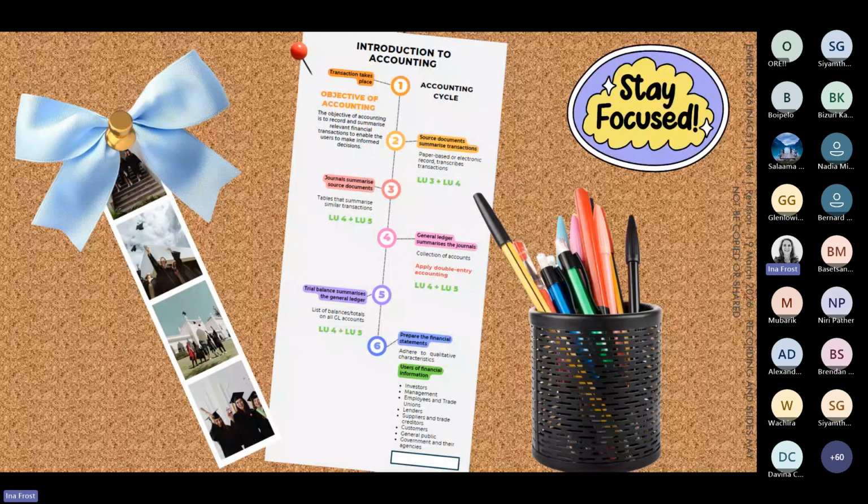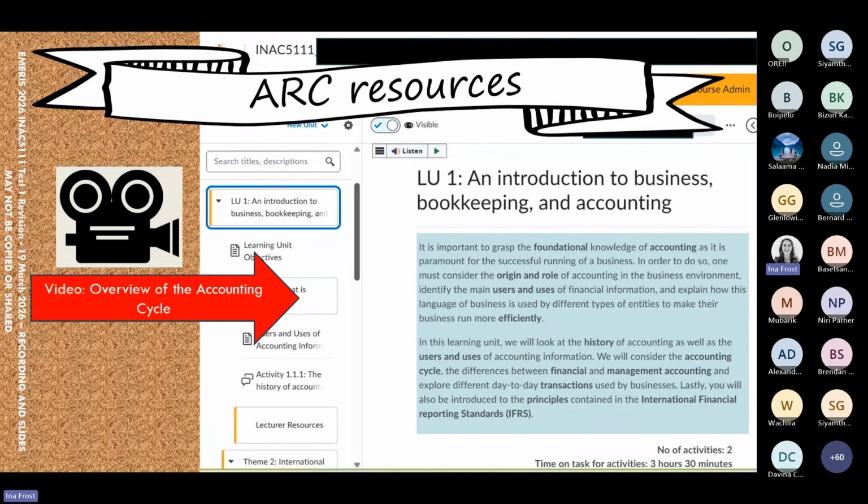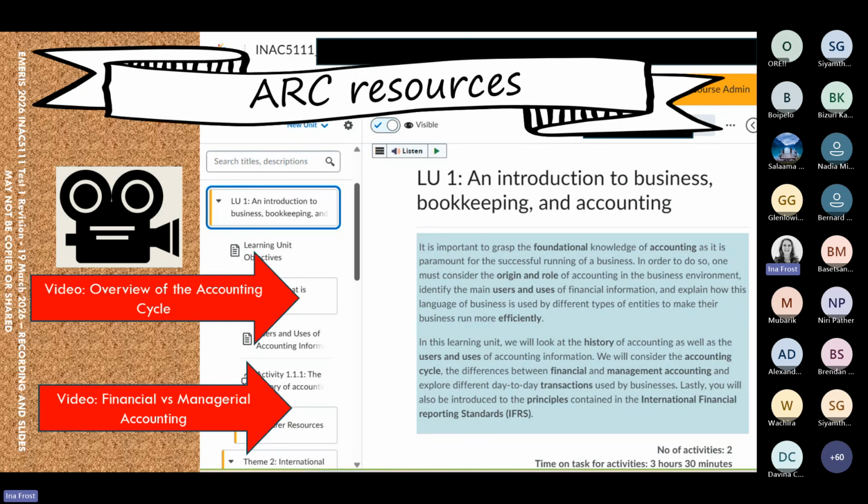So I'm sure by now your lecturers have already helped you to start summarizing this information, because otherwise it can be quite overwhelming if you just look at this whole learning unit that is just bumper packed with theory. On ARC, once again, there are actually 2 videos that can also be of assistance to you, that will also give you a bit of an overview, particularly on 2 topics: the accounting cycle and then financial versus management accounting.